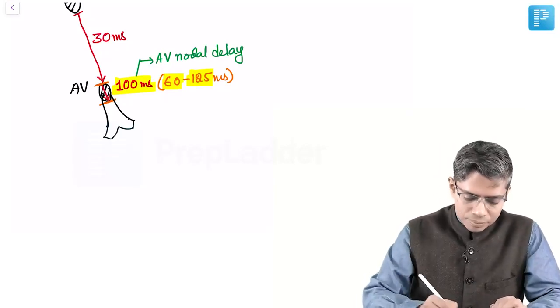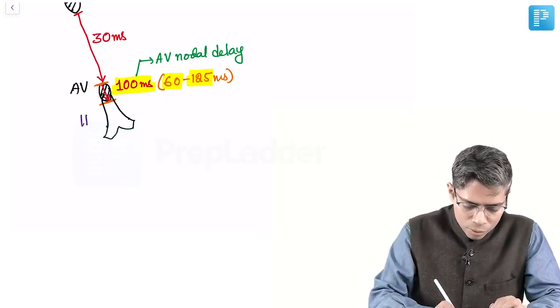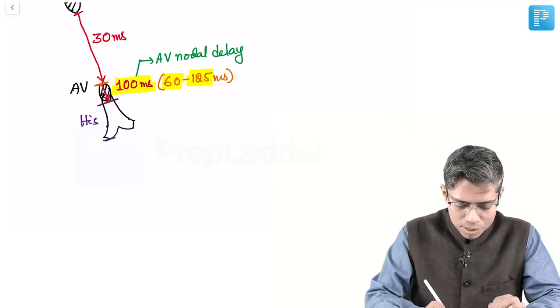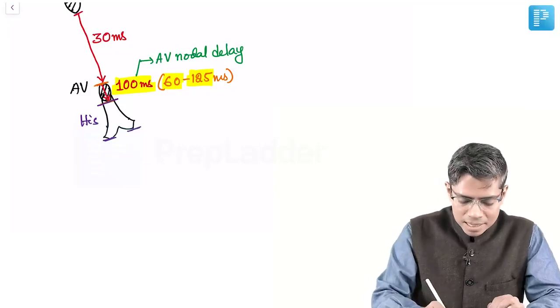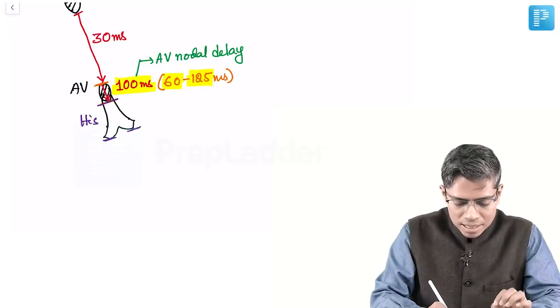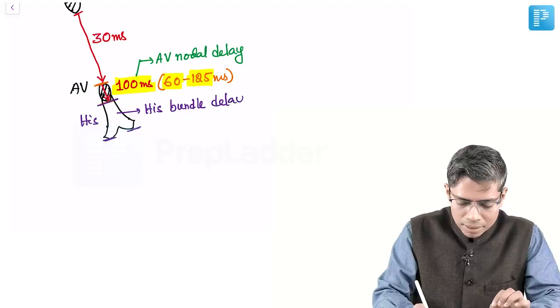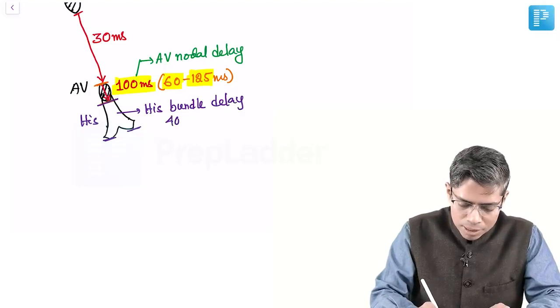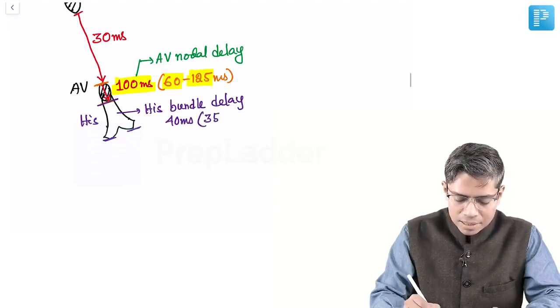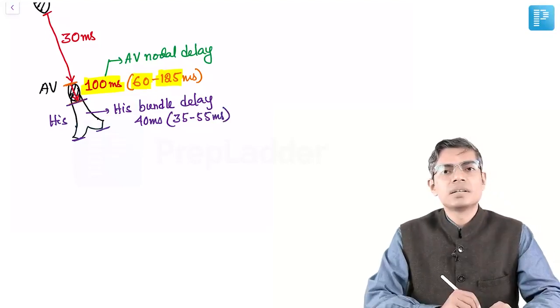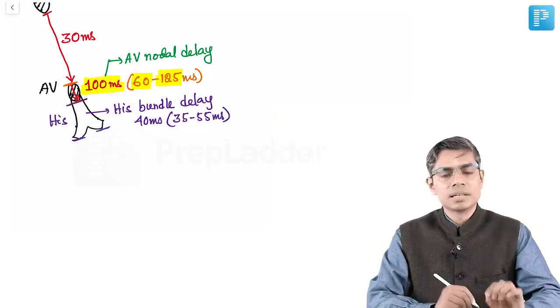The time which is required to cross this bundle of His, means from the upper part of the bundle of His to the lower part of the bundle of His, that is the His bundle delay. Normally the His bundle delay is 40 millisecond on an average. Again, you have to remember that the range is 35 to 55 millisecond, right? So this is known as His bundle delay.